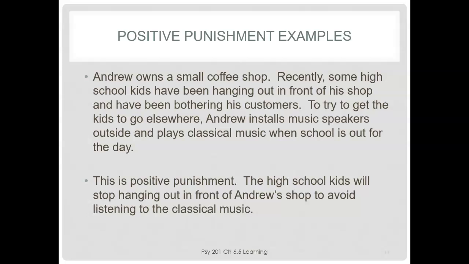And interestingly, this actually works. Businesses do this. And it works quite effectively. So this is a positive punishment. You want kids to stop hanging out. So because you want them to stop a behavior, you have to use a punishment. It's a positive punishment because you've added classical music to decrease hanging out in front of the shop.